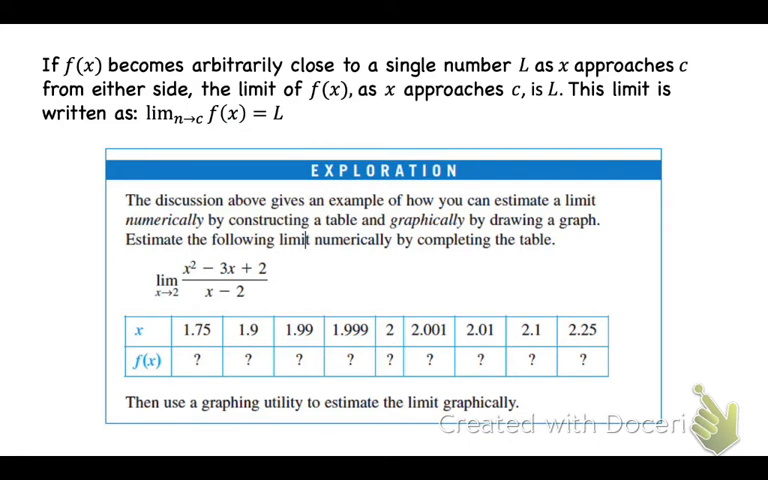Okay, so right at the top, if f of x becomes arbitrarily close, what's arbitrarily? Very. Okay. And we're not saying it was exactly 3 because it was never exactly 3, was it? No. It was just arbitrarily close to 3. A single number L as x approaches C from either side, the limit of f of x as x approaches C is L. This limit is written as such.